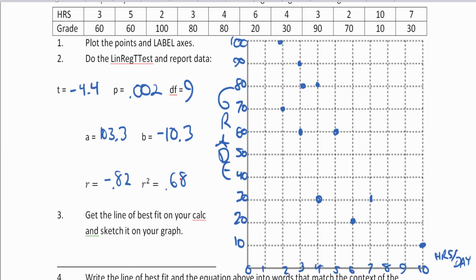All right, now to sketch the line of best fit on your calculator, sketch it on your graph. The line of best fit, or our y hat line, is created by our a value, which is our start, 103.3, and our b value. Since it's negative, we're going to subtract the 10.3x. Don't forget your x. You could also put plus negative. I like to just put subtraction.